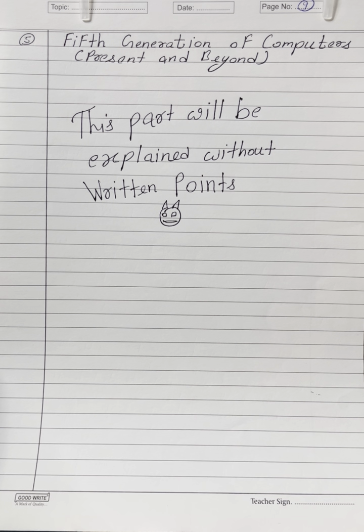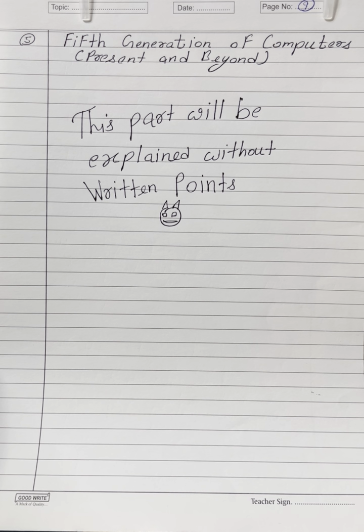So what I was saying, this fifth generation of computers represents the current and future stage of computer development, and this generation began around the 1980s and continues to evolve today. Unlike previous generations that were mainly identified by changes in the hardware components such as vacuum tubes, transistors, integrated circuits, and microprocessors, the fifth generation focuses on developing computers that can perform tasks requiring human like intelligence. And the main technology behind fifth generation computers is artificial intelligence.